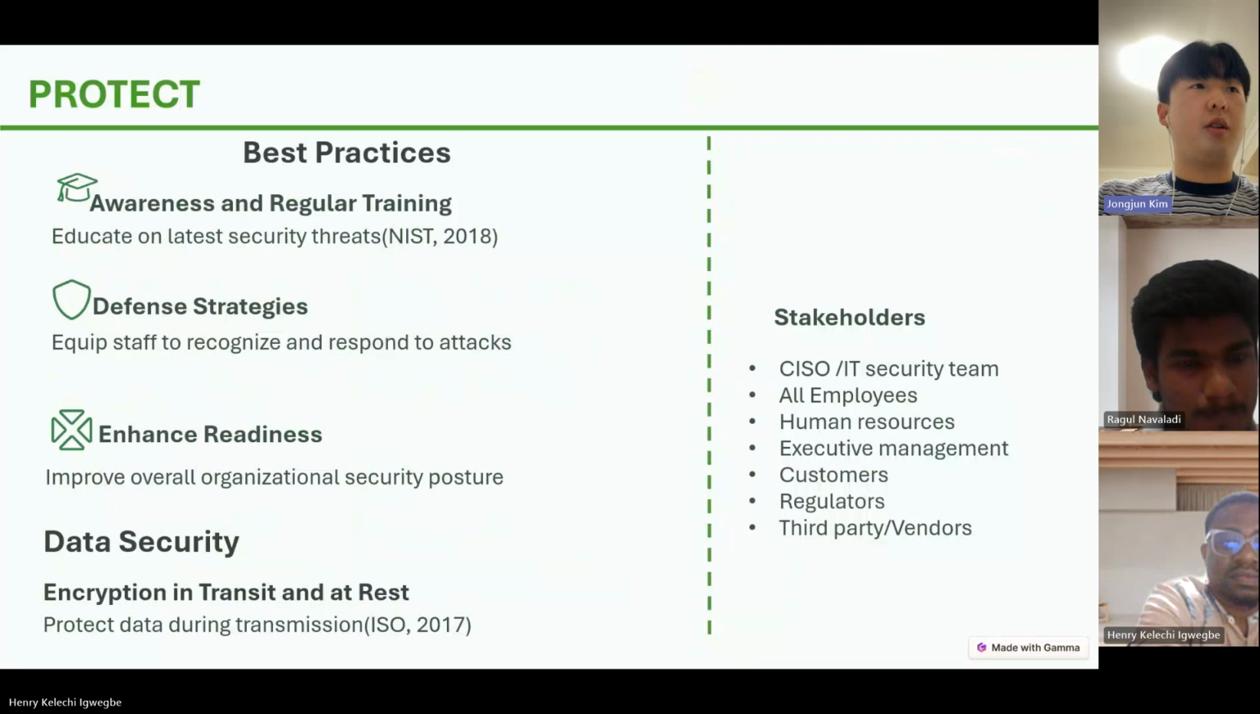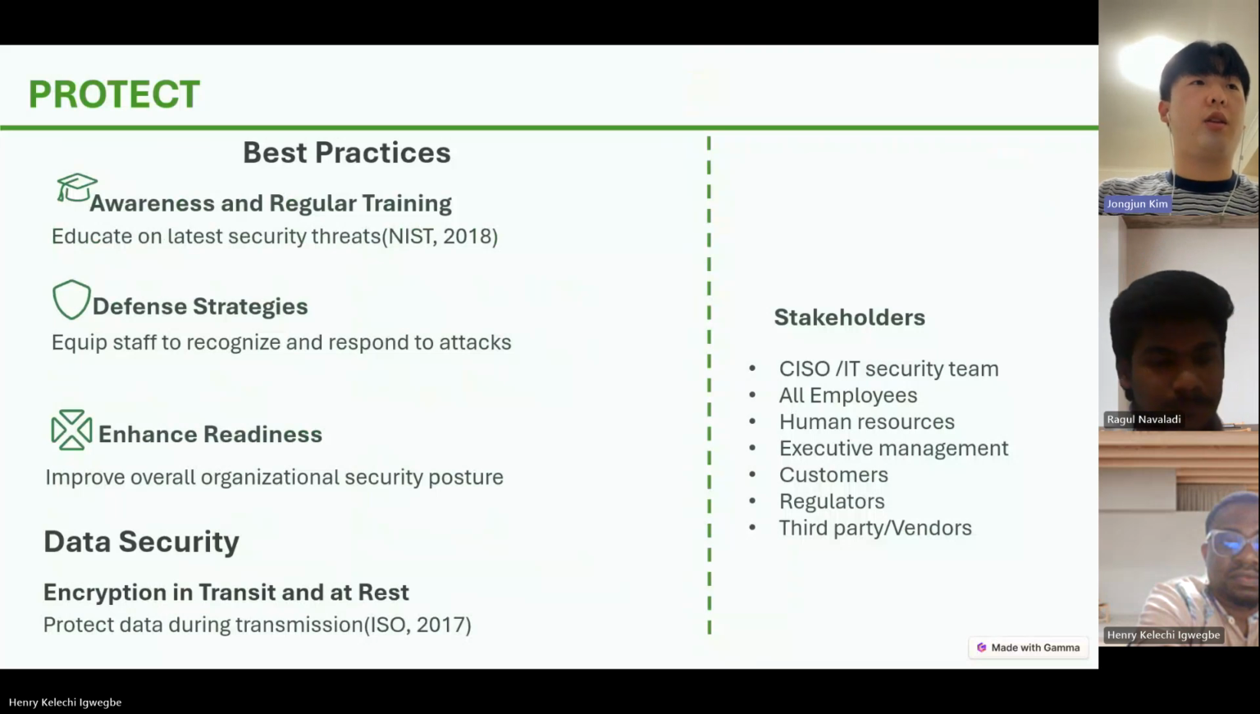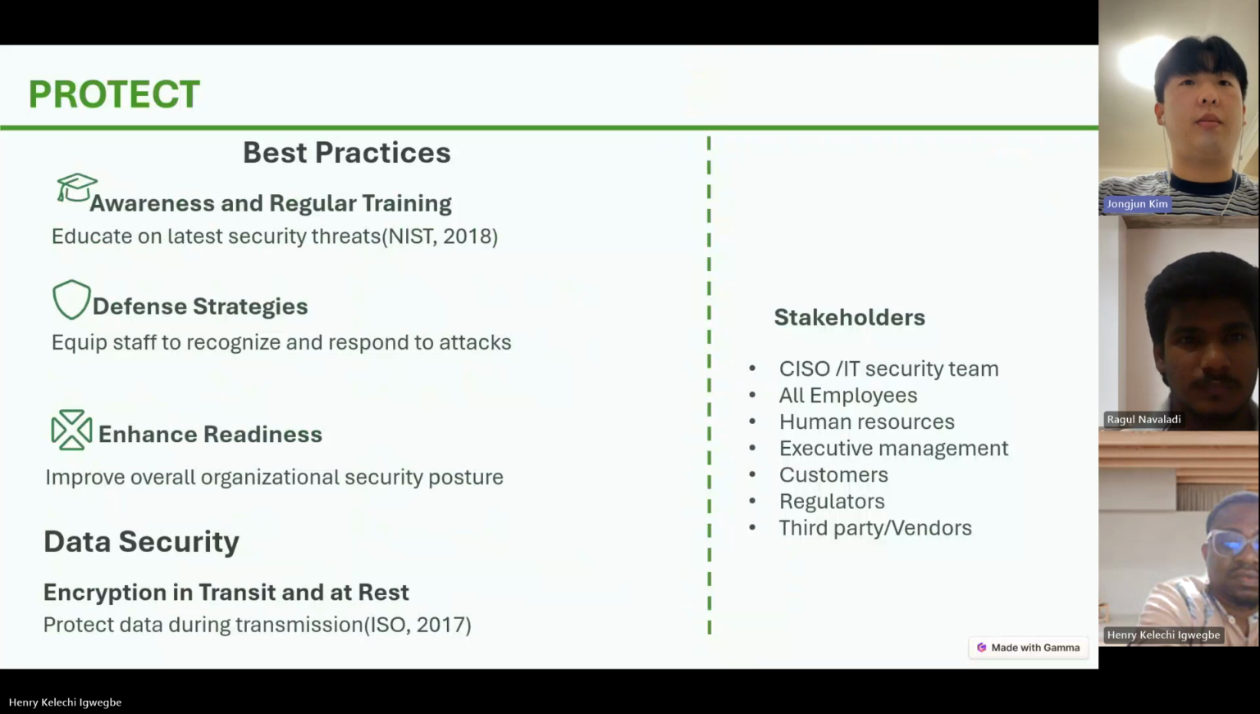So the protect function ensures that organizational assets, processes, and systems are secured against potential threats by implementing best practices and engaging relevant stakeholders. Key stakeholders, including the shared information security team, CISO, IT security teams, employees, executive management, and external parties such as vendors and regulators. Each stakeholder group plays a critical role.